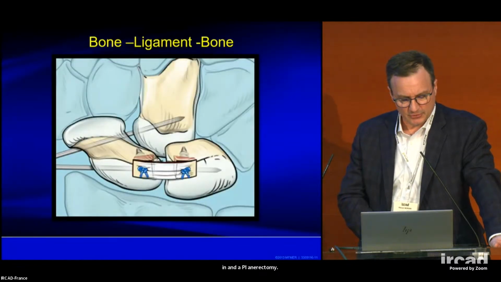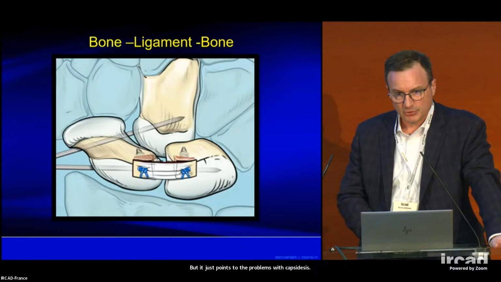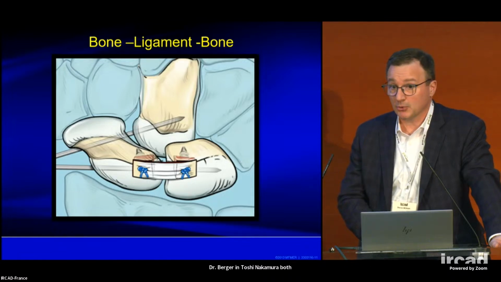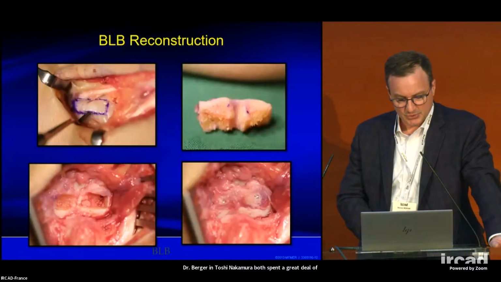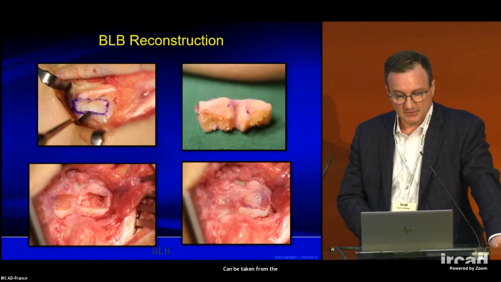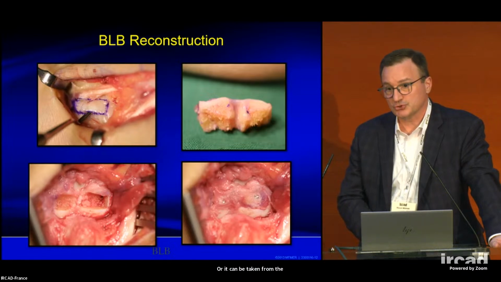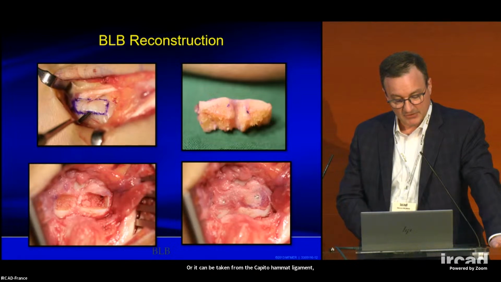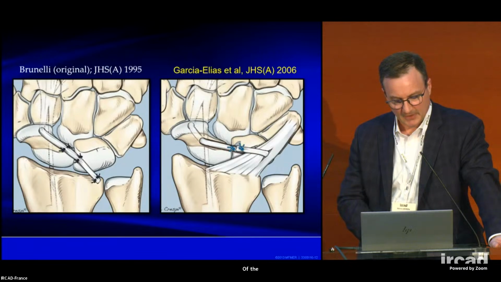And we've moved to other techniques since then. Dr. Berger and Toshi Nakamura both spent a great deal of time working on this ligament bone reconstruction, which was very popular, I would say, for about 10 years within the United States. It's a very demanding technique. It can be taken from the retinaculum of the wrist. Peter Weiss has written on that. Or it can be taken from the capitohamate ligament, which is very stout, and then small screws are used to place this into the back of the scapholunate. A very destructive operation and very technically demanding.